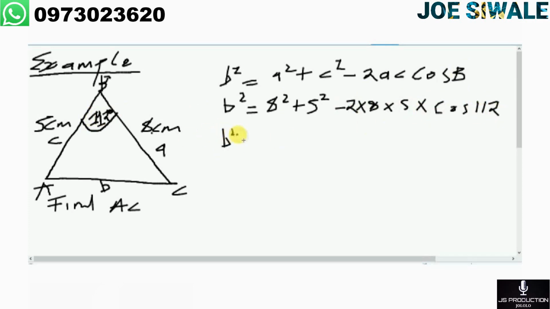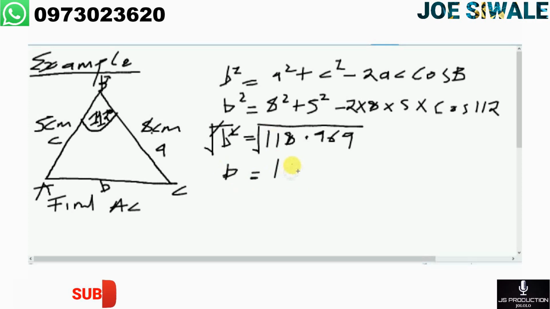So b squared is equal to, if you punch 8 squared plus 5 squared minus 2 multiplied by 8 multiplied by 5 multiplied by cos 112 on the calculator, you're going to have 118.969. To find the value of b here, I'll take a square root on this side and a square root on this side. So this and this will go, so my b is equal to the square root of 118.969. I'm having 10.907.